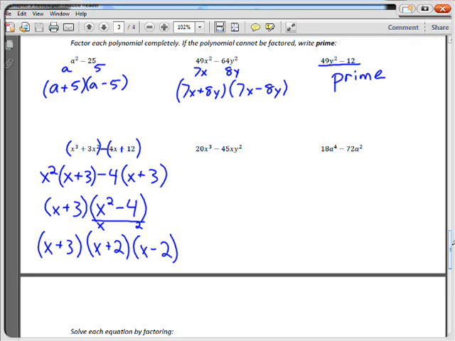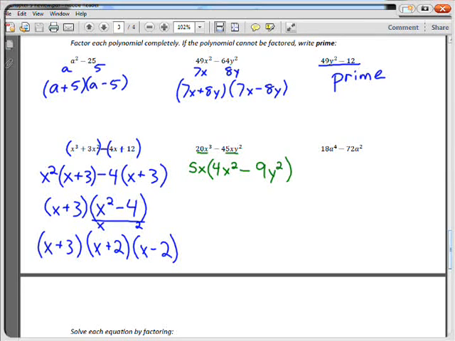On the next one, 20x to the third minus 45xy squared. The first rule in factoring, as I've said many times before, is always factor out a common term first. So I need to factor out a greatest common factor between 20x to the third and 45xy squared. Hopefully we'll recognize that that greatest common factor is going to be a 5x. If I factor 5x out of 20x to the third, I'm going to be left with 4x squared, and then minus. If I factor 5 out of 45, I'm going to be left with 9. If I factor x out, that's going to just be 1, so the x is going to be gone, and then I'll have y squared.